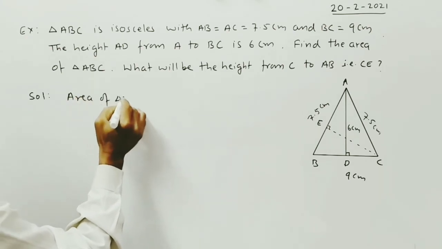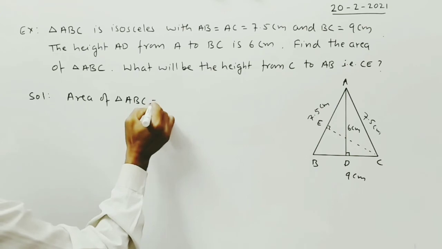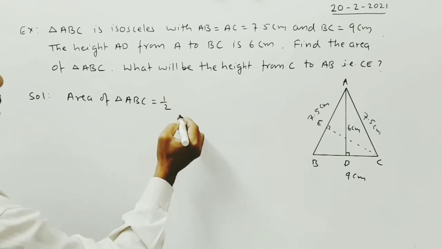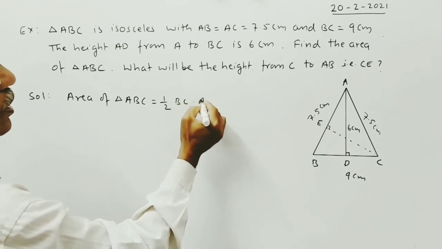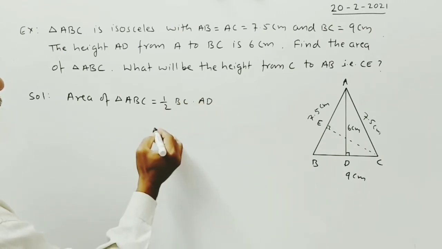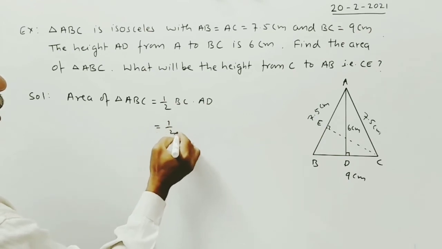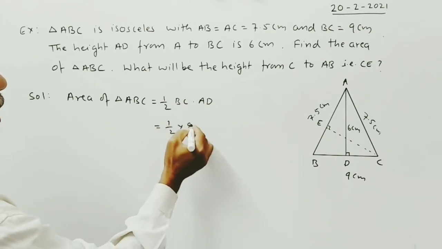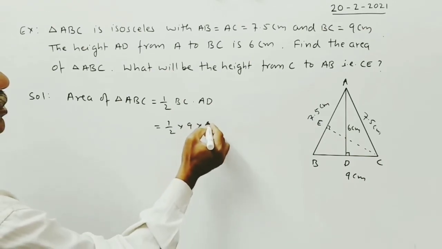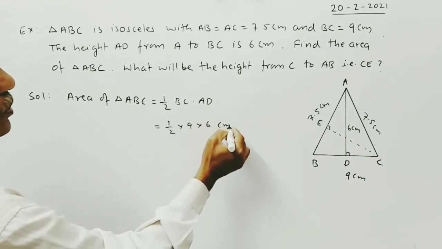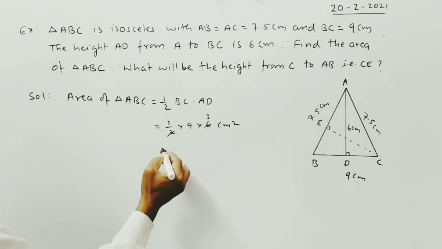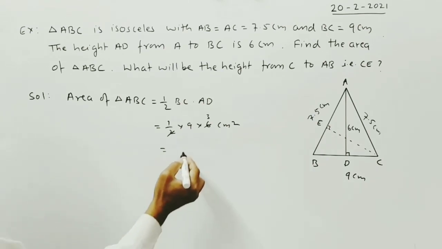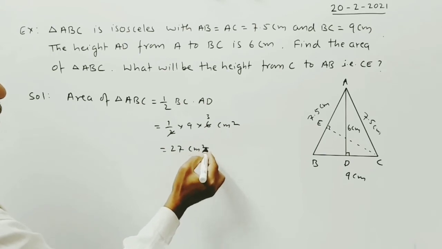Area of triangle ABC is equal to half into base BC into altitude AD is equal to 1 by 2 into 9 into 6 square centimeter is equal to 9 into 3, 27 square centimeter.